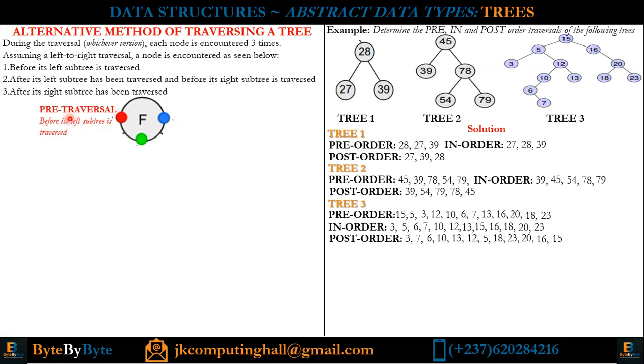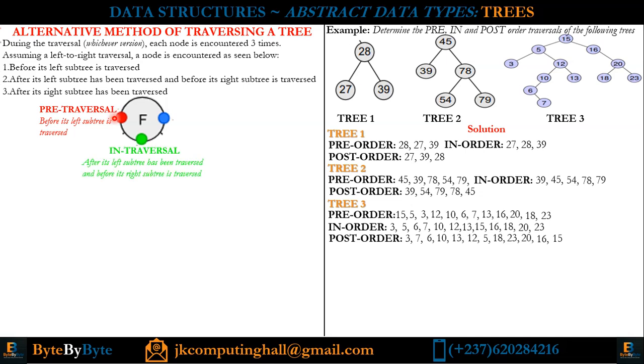Okay, let us understand. The red is for a pre-traversal, before its left subtree is traversed. You know that for a pre-order, it is the root, the left, before the right. That's why we are having it here. Red, before its left subtree is traversed. And it is only in the pre-order that I traverse the root before the left.